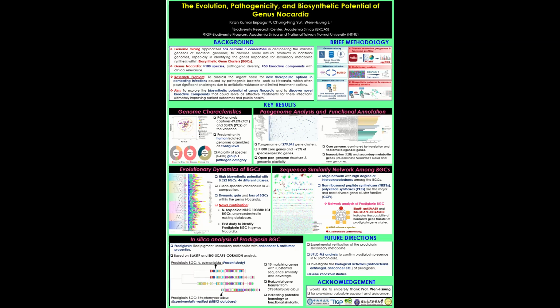The network analysis, which was conducted using BiG-SCAPE, was used to identify the gene cluster families and singletons within the genus Nocardia. This revealed a high network connectivity among the BGCs, and NRPS, that is non-ribosomal peptide synthase, and polyketide synthase formed the most diverse gene cluster families.